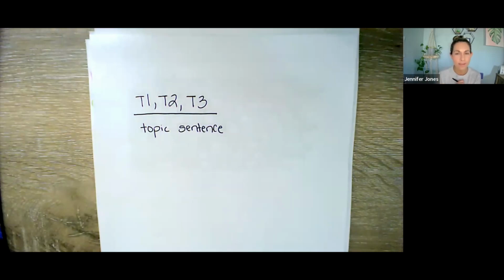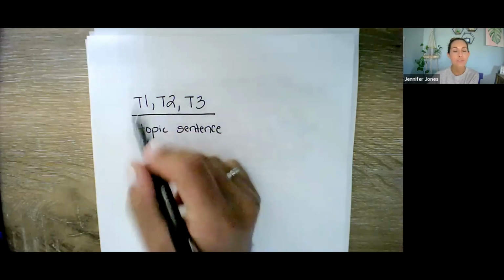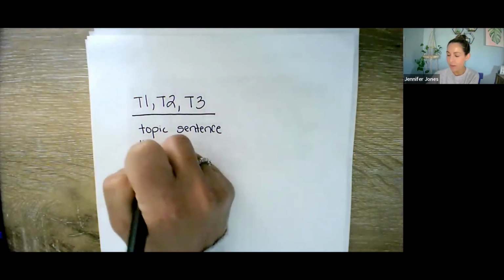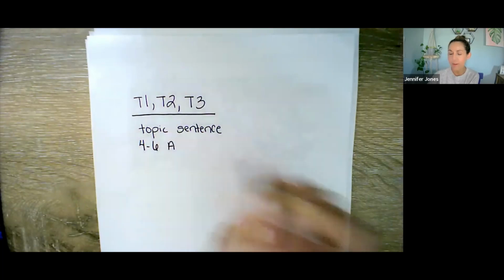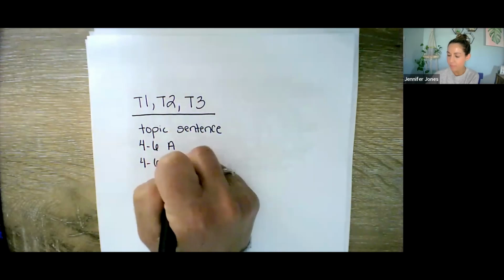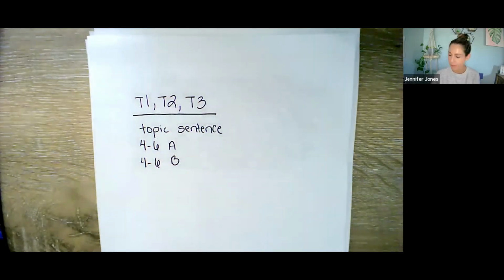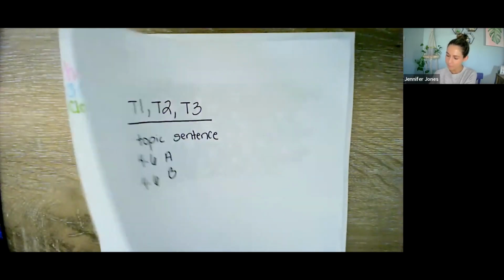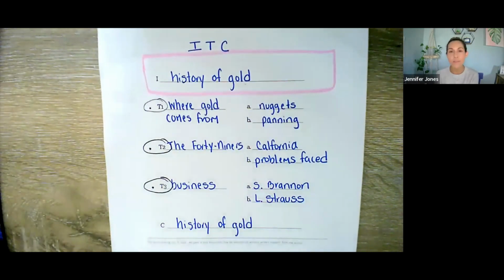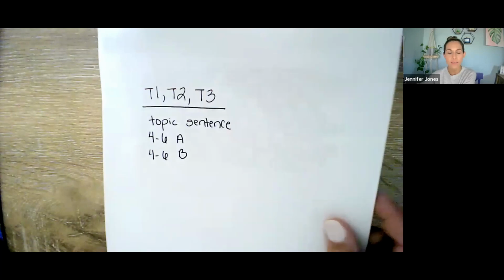So we will circle back to topic sentences in just a moment. Returning to the structure of a middle paragraph though, after we write a topic sentence, we're going to write 4 to 6 sentences about our A subtopic, and then 4 to 6 sentences about our B subtopic. So let's look back at our plan and let's discuss where we're going to get the information for all of these sentences.